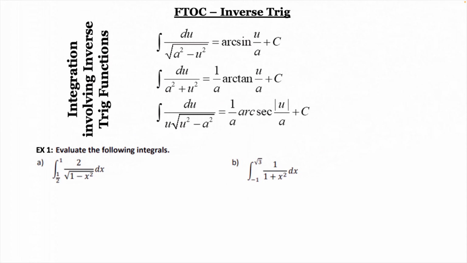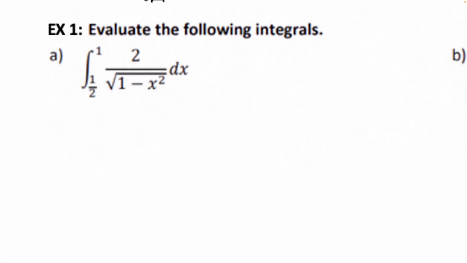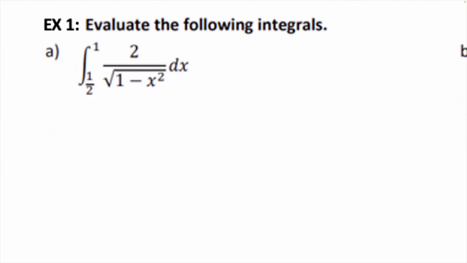So which one does this fit the best? Sine, tangent, or secant? Sine. What's the easiest way to tell? It's got a root underneath, so it's not going to be tangent, right? And it doesn't have a number in front of the root. Doesn't have anything in front of the root, right? So it's going to be inverse sine.